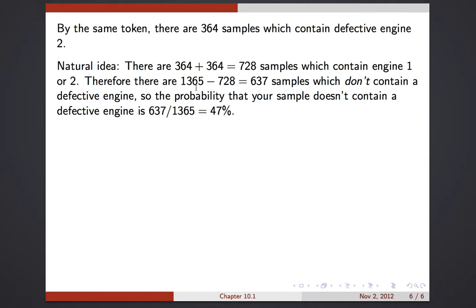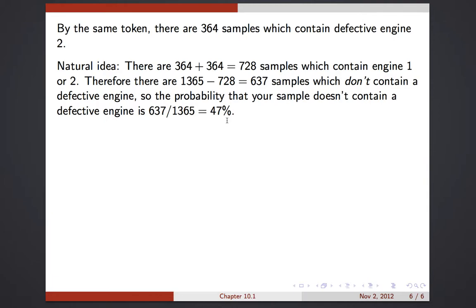Well, what would that mean? If we take that number away from 1365, that means there's 637 samples which don't contain a defective engine. So there's 637 samples which are okay, which would result in the container shipping. Well, if that's the case, then that's the numerator of our fraction. So the probability that your sample doesn't contain a defective engine, and therefore the probability that your container ships, is 637 divided by 1365 equals 47%. So 0.47.